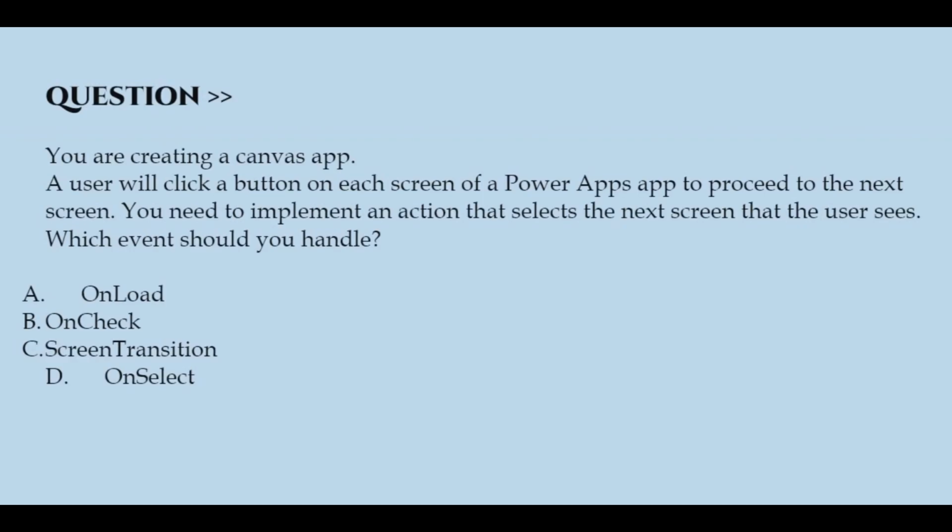The correct answer is option C. Next, you are creating a Canvas app. A user will click a button on each screen for the Power Apps to proceed to the next screen. You need to implement an action that selects the next screen the user sees. Which event should you handle? Option A, on load. Option B, on check. Option C, screen transition. Option D, on select. Correct answer is option D.